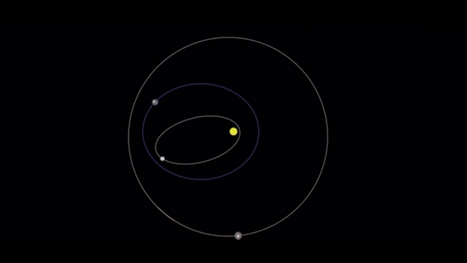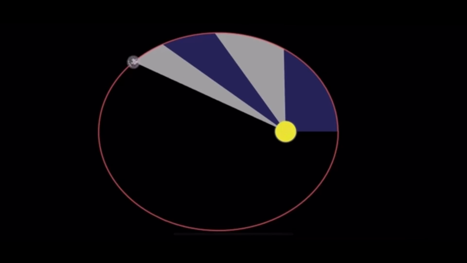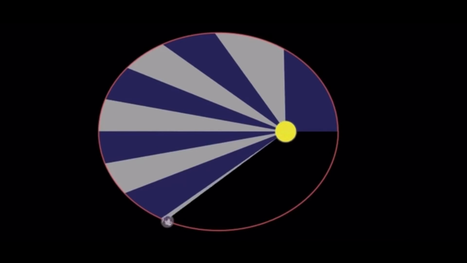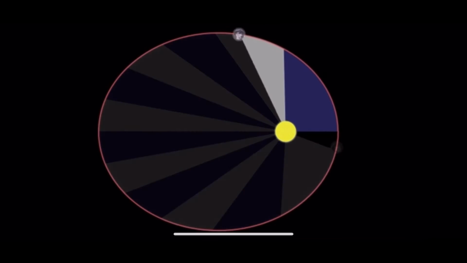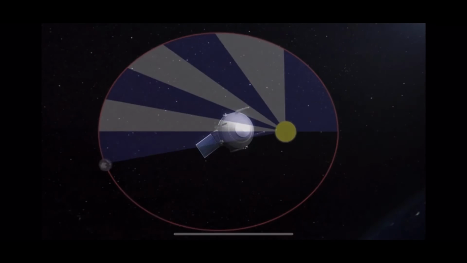Next is Kepler's first law. Kepler's first law states that the orbits of the planets are ellipses with the Sun at one of its foci. And lastly, Kepler's second law. According to Kepler's second law, a line joining the satellite with the Earth sweeps over equal areas in equal intervals of time as the satellite moves in orbit.